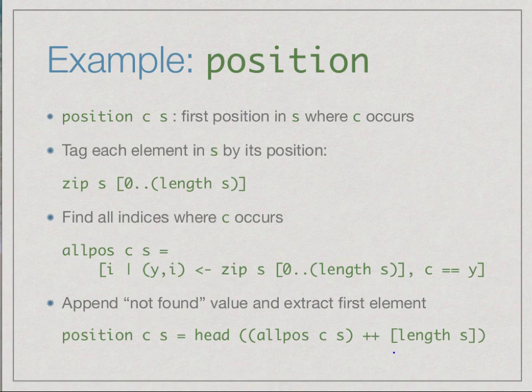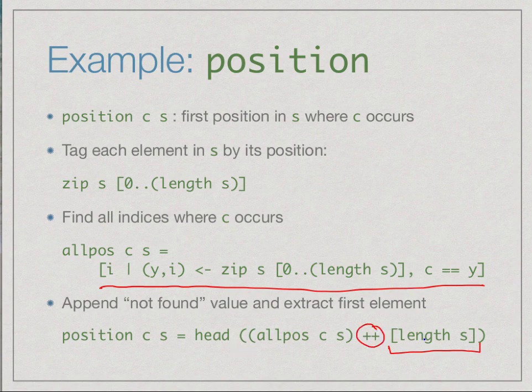What we do is we add this position length of S to the end of this list. So if the list of all pos is empty, then the result of this plus plus will just be the list containing the number length of S. So head of that will return correctly length of S. On the other hand, if there is at least one position where C occurs, then that will produce an element to the left of length of S, and head will return the first such position.